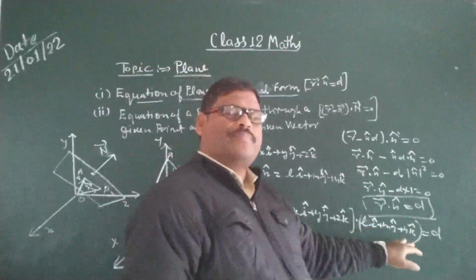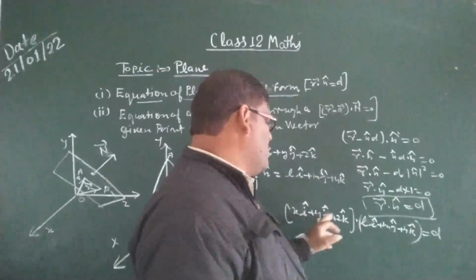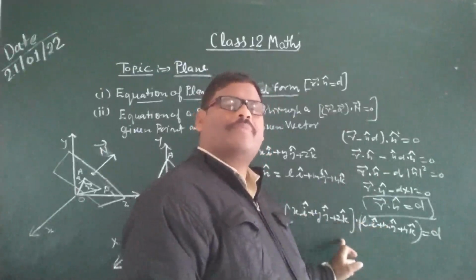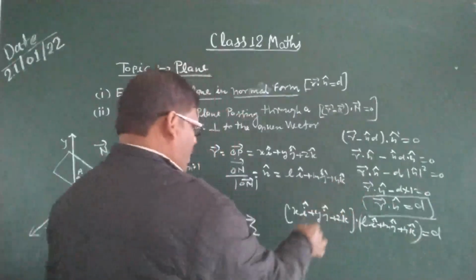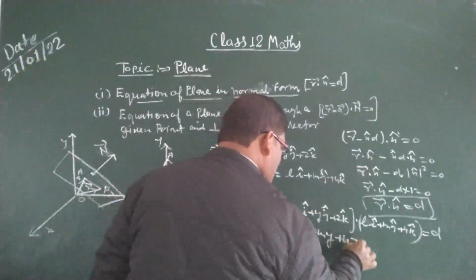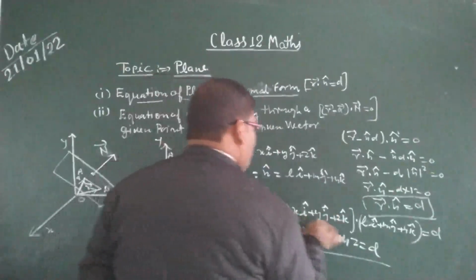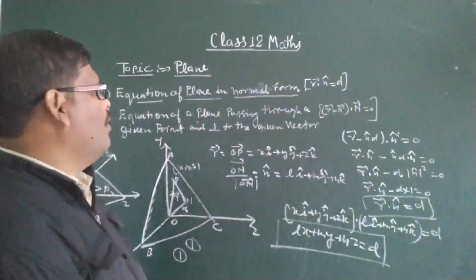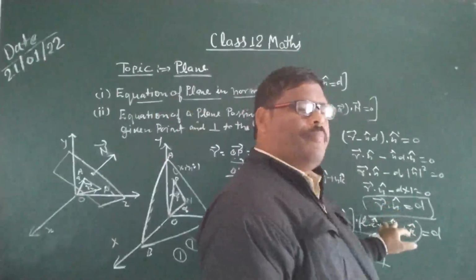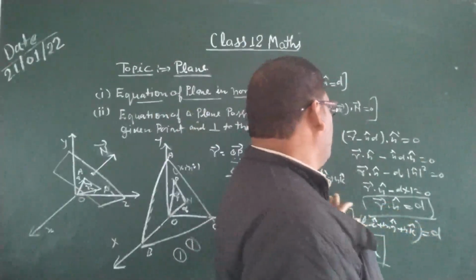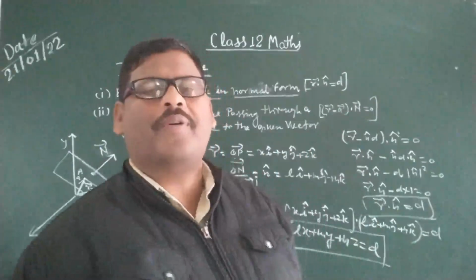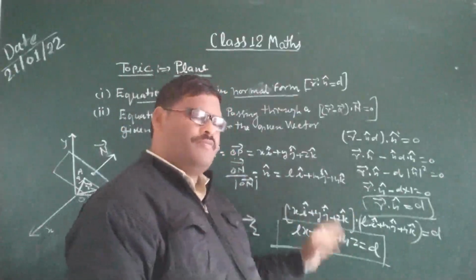Therefore, we can find the dot product of these vectors as the coefficient of i multiplied by the coefficient of i, the coefficient of j multiplied by the coefficient of j, and the coefficient of k multiplied by the coefficient of k. Now, lx plus my plus nz is equal to d. That is the standard equation of the plane in the normal form, the Cartesian form, and this is in the vector form. So by use of these equations, we can find the equation of the plane in normal form as a vector form and Cartesian form.